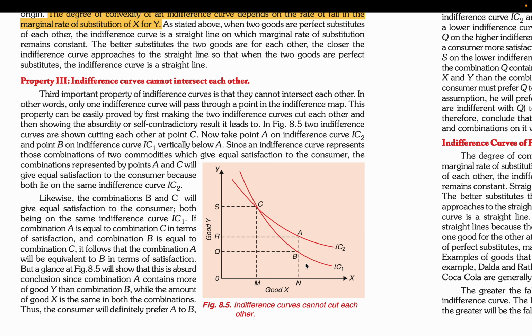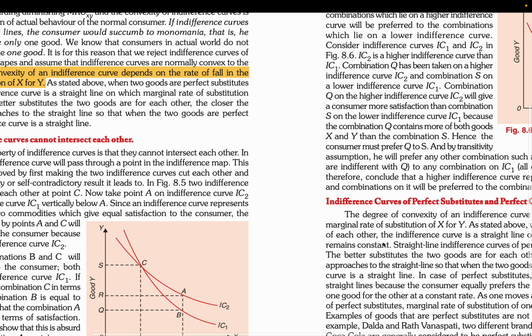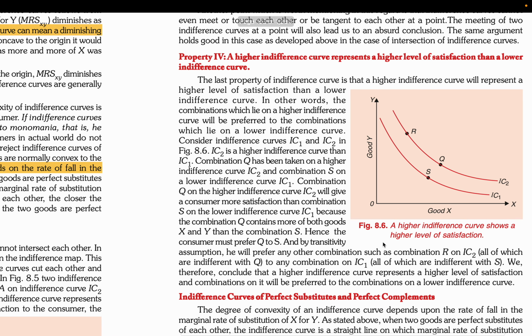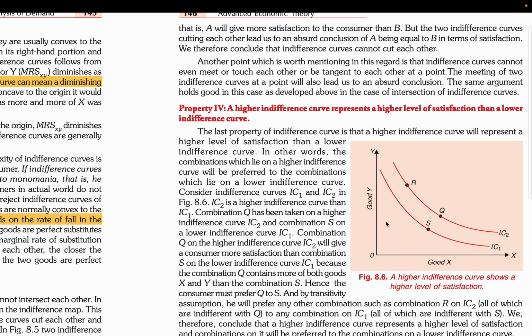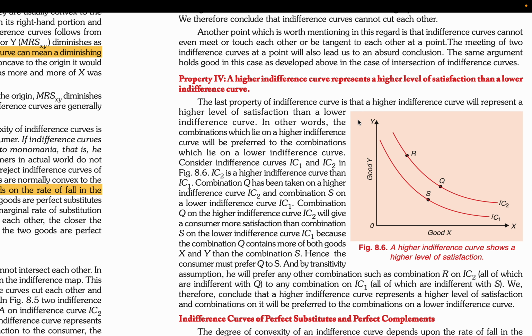If combination A is equal to combination C in terms of satisfaction, and combination B is equal to combination C, then it has to be the case that A and B are also on the same level of satisfaction, but this is not the case because B lies below A. Hence this absurdity helps us to prove the fact that they cannot cross each other.